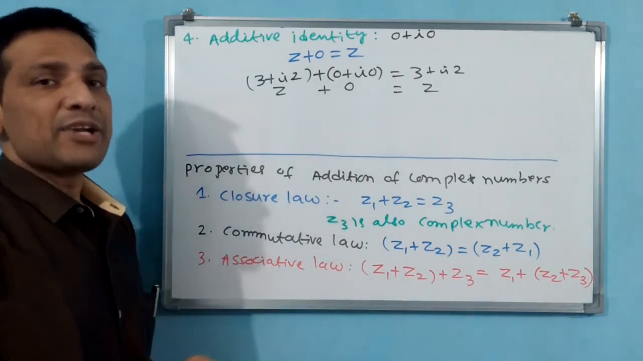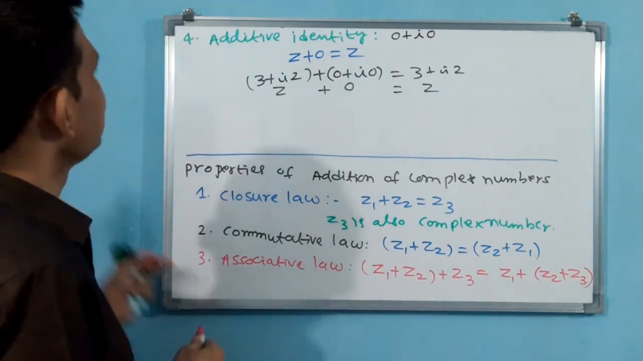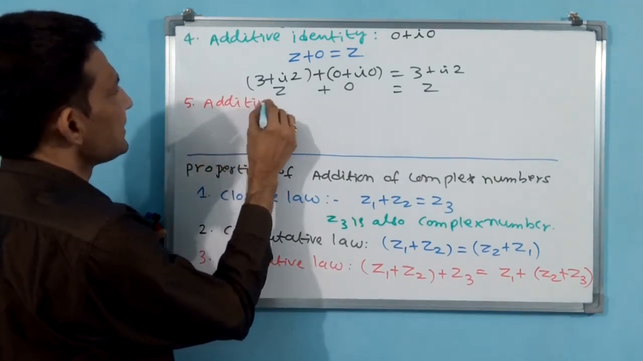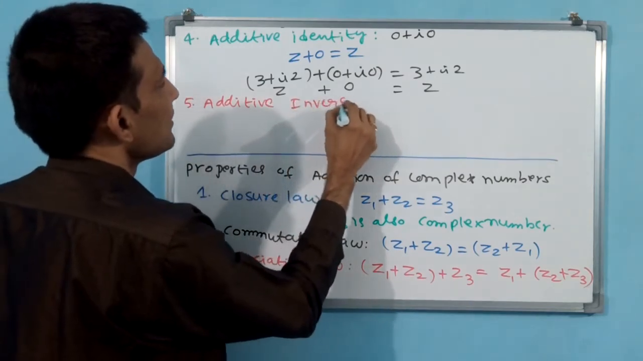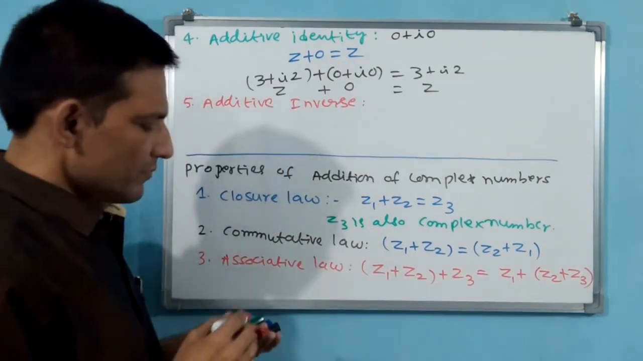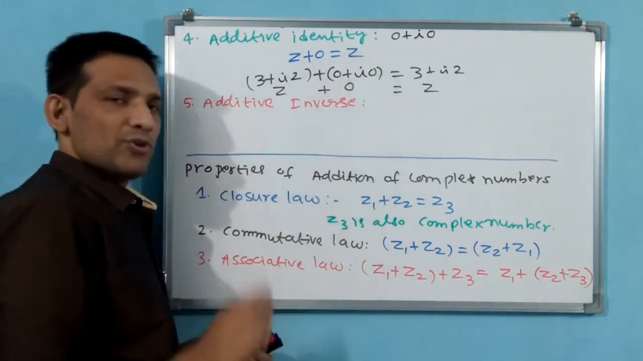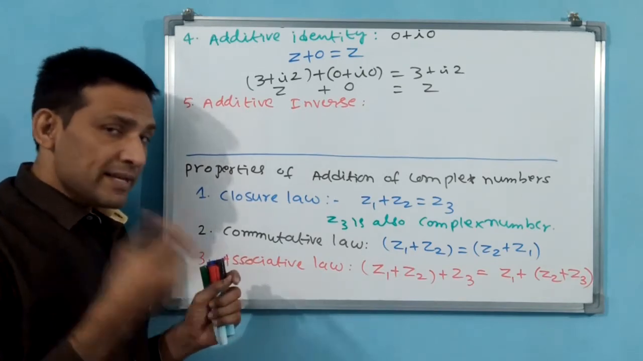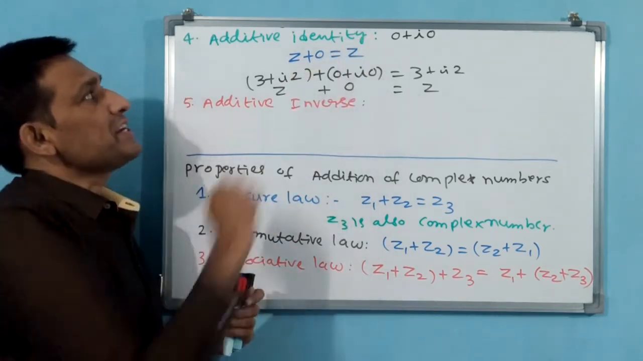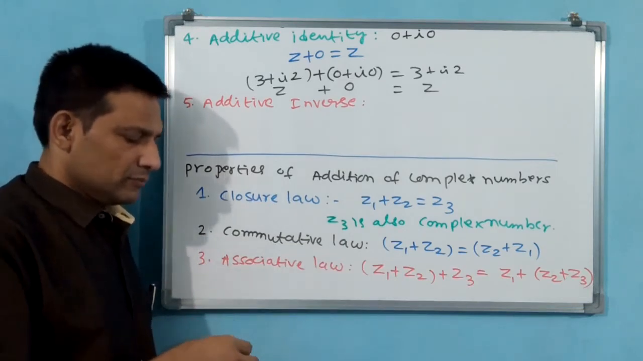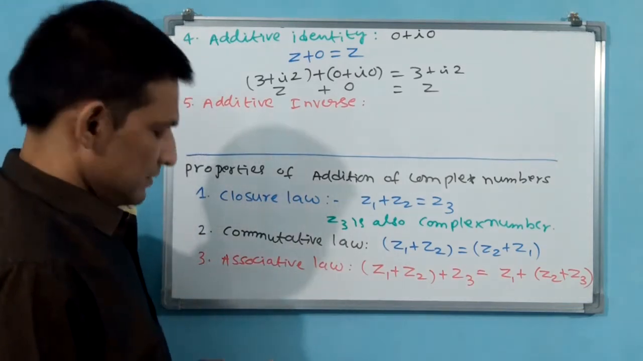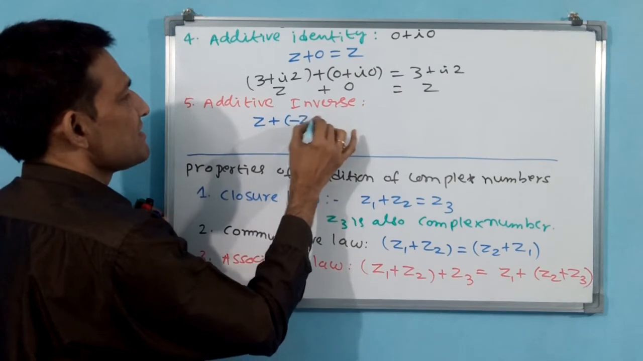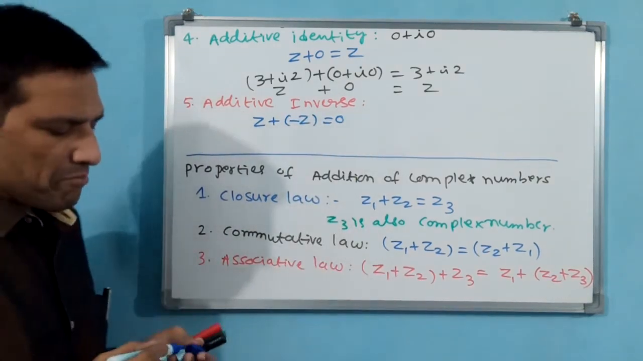The last property, additive inverse. Okay, I am writing additive inverse. Additive identity 0, we know. Additive inverse means if you add another number to one complex number, the additive identity has to come. That means 0 has to come. You see now how I am writing this: z plus minus z is equal to 0. Is it okay?